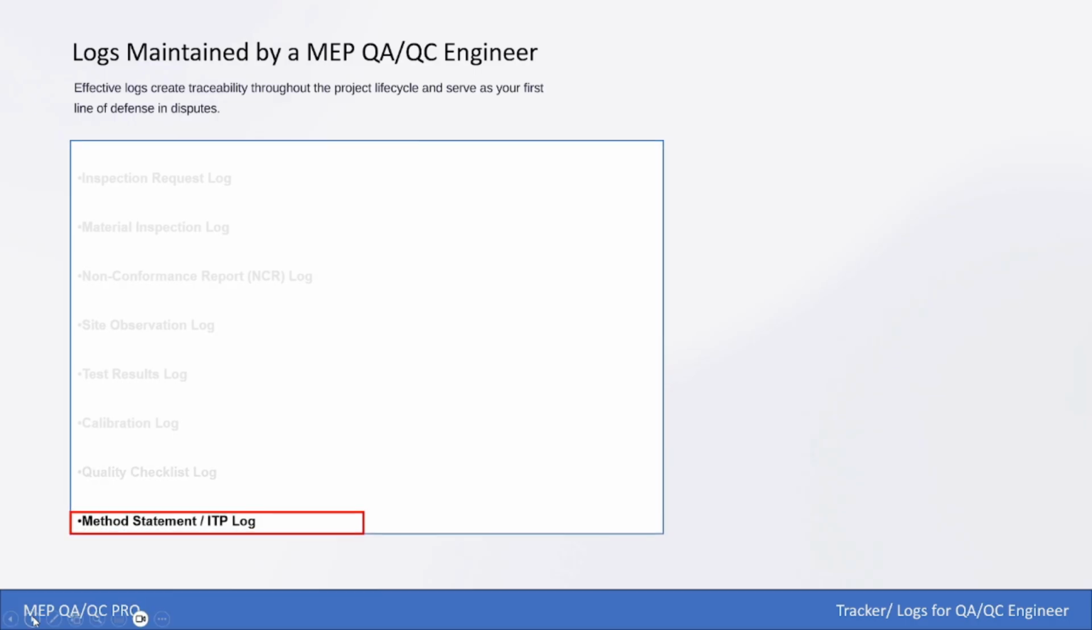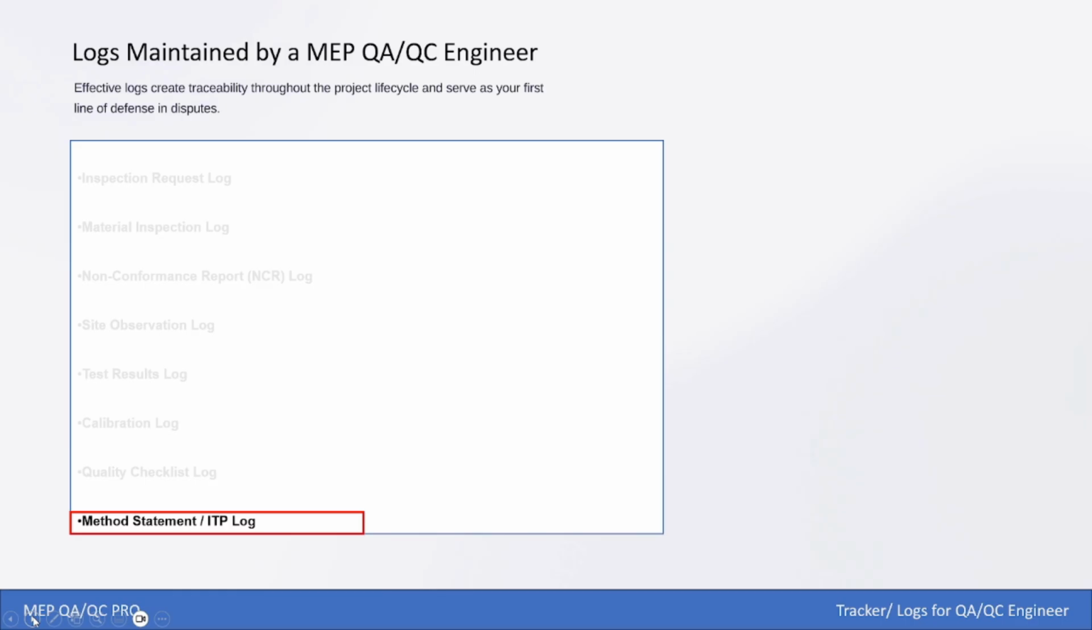Then the most important thing is the method statement and ITP log. In the initial stage, you are preparing the ITPs and method statements, and they have to be tracked carefully throughout the project, because the method statement is very important. Whenever you are going to start a work, there should be a method statement approved by the client or consultant. There should also be ITPs, which define how the inspection would be tracked. So there will be an ITP for any specific work.